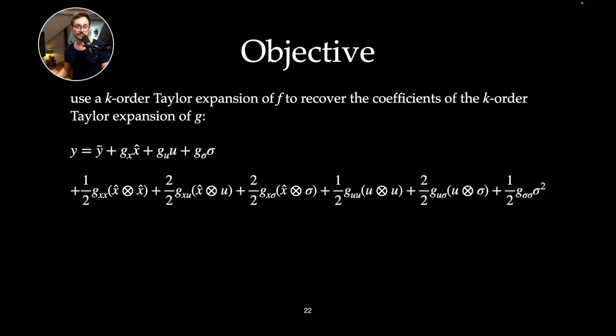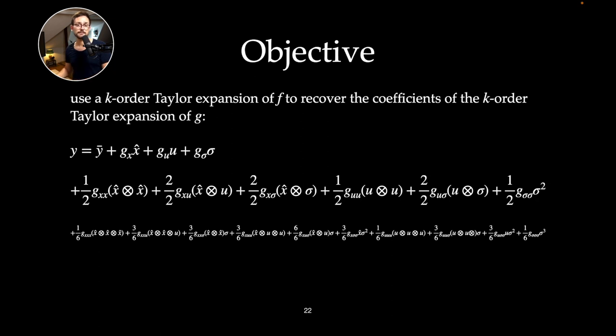Or with a second order Taylor expansion, I have this 1/2 coefficient in front, and then I have quadratic terms, gxx. I have gxu and gux, which are basically the same numbers. And I have gx sigma or g sigma x, so I have 2 over 2. I have guu with a 1/2 for u squared terms, and u sigma and sigma u, so I have 2 over 2 right here. And I also have the sigma squared terms.